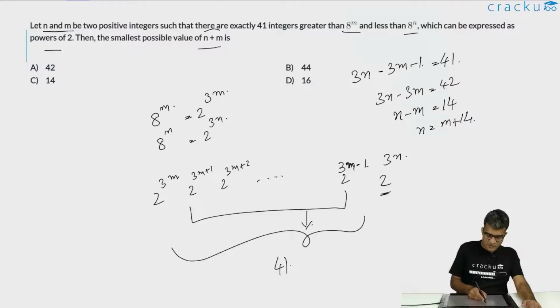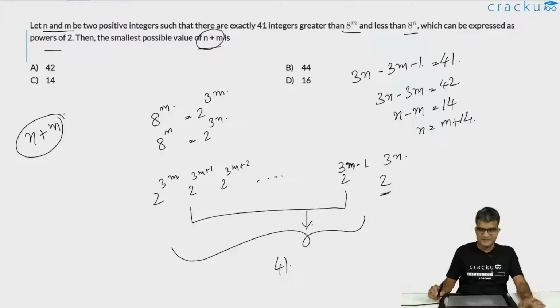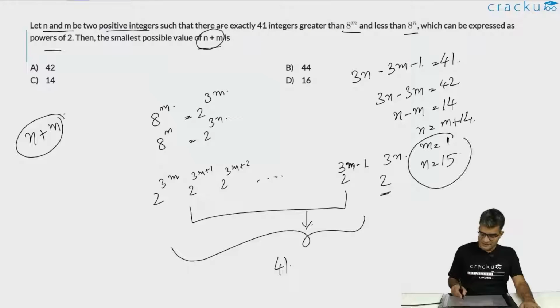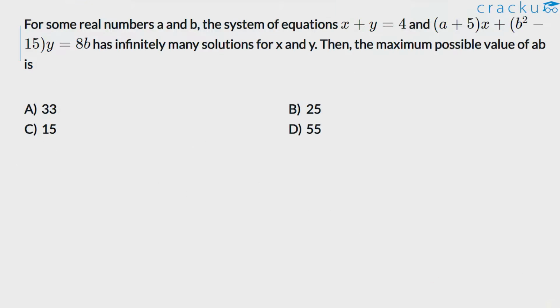We are asked to calculate the smallest possible value of n plus m. If you are looking for the smallest value of n plus m, m will have to be 1. Because n and m are positive integers, and if m is equal to 1, n will be equal to 15, and the value of n plus m will be equal to 16. So the smallest possible value is option D, which is 16.